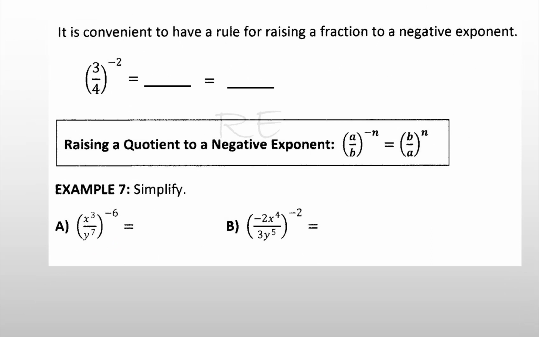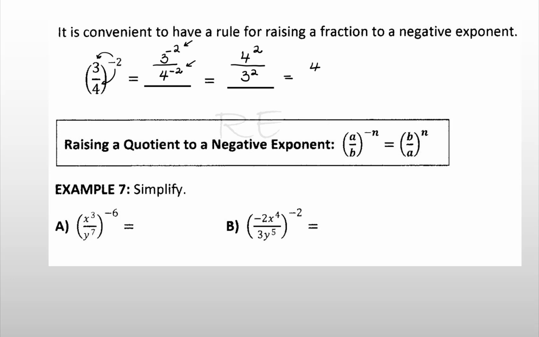3/4 raised to the negative 2. We're going to distribute negative 2 to 3 and then distribute it to 4. So it's going to be 3 to the negative 2 divided by 4 to the negative 2. Knowing that with the negative we have to displace the base, so 3 to the negative 2 will become the denominator, 3 to the second. 4 to the negative 2 will become the numerator, 4 to the second.